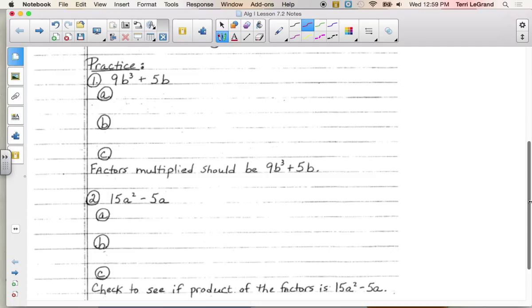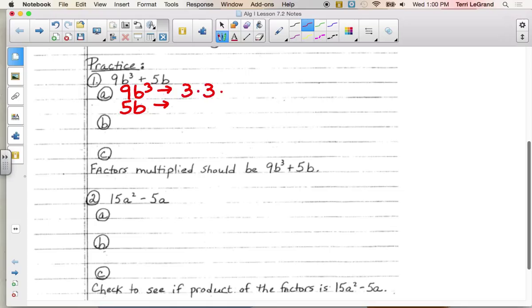So the first one, 9b cubed plus 5b. Step 1, factor each of them till they are prime factors and all of the variable parts are even shown as factors. So 9b cubed. First thing we'll do is write it down here, and then we'll do the 5b on the next line. Let's factor these up. What are the prime factors of 9? And you get to leave out 1, by the way. 1 is really not a prime number. It's 3 times 3, okay?